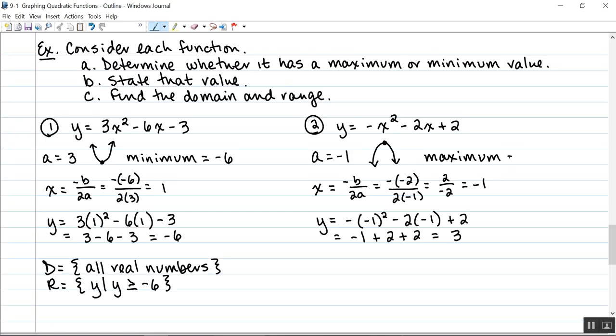So my maximum value, the maximum value of this function is the y of the vertex, which is 3. Now for the domain and range, again, the domain is all real numbers, as it is for all of these.